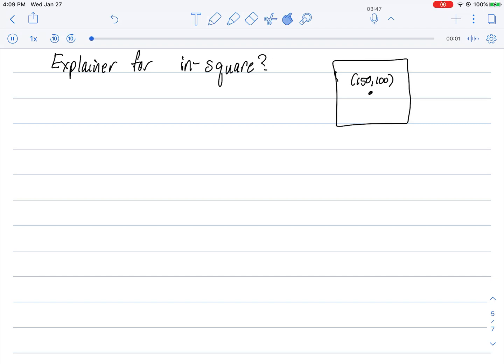Hi, I'm recording an explainer for the in-square function. The purpose of this function is to determine whether a point given by x and y is inside a square.